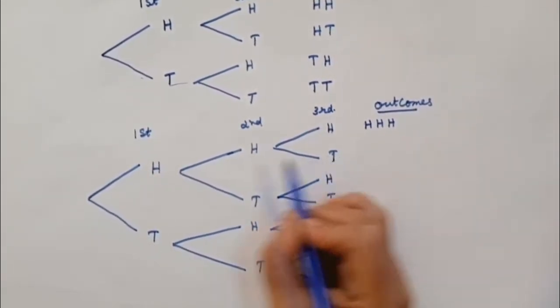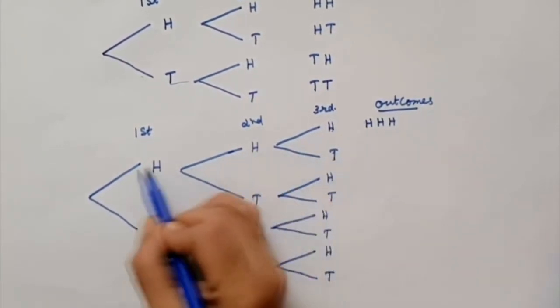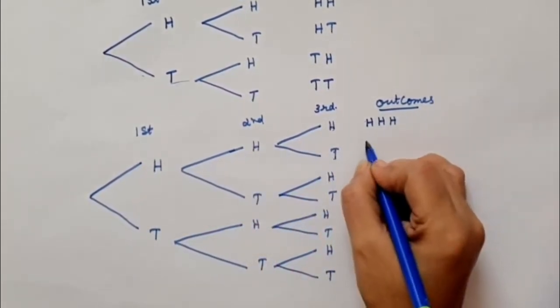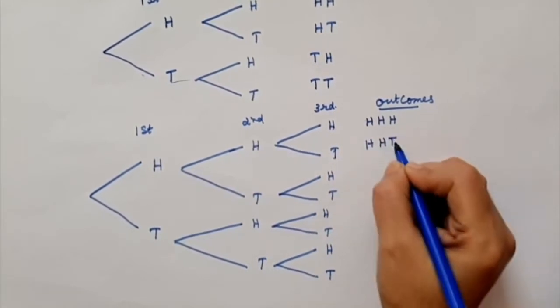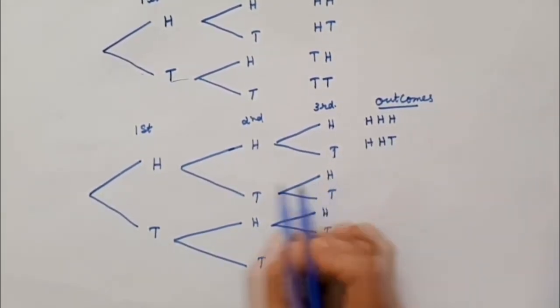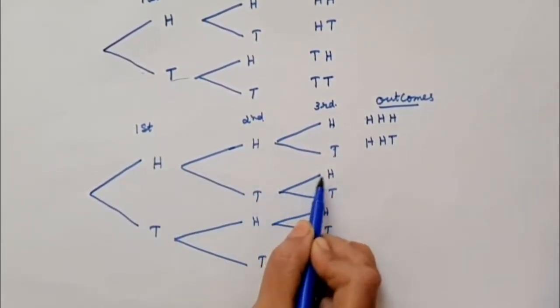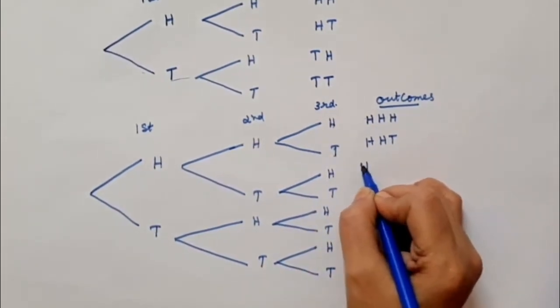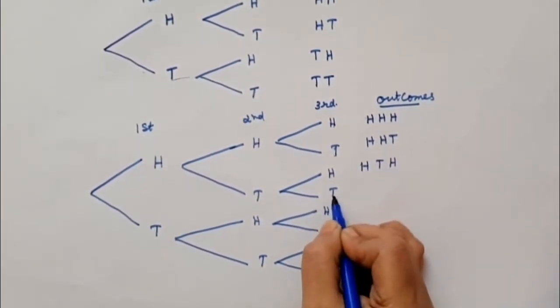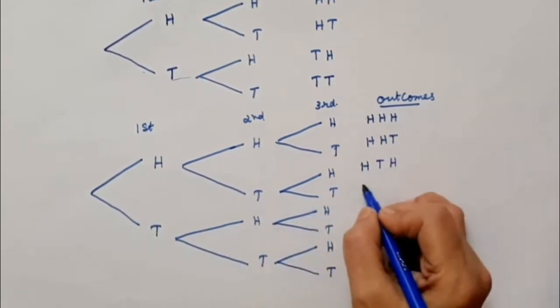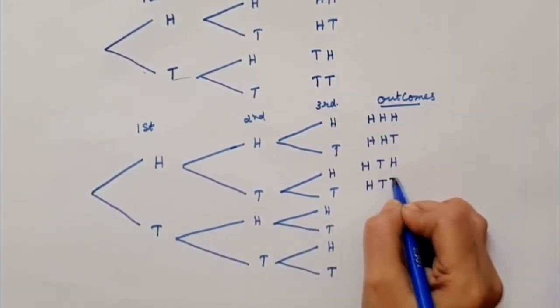Now to reach here, we start from H, H and a T. So we are going along the branch. So it will be H, H and T. Now we need to reach H. Let us see, this way we come to reach H. So it will be H, T and H. Now to come here, it is in this direction. So H, T and T.